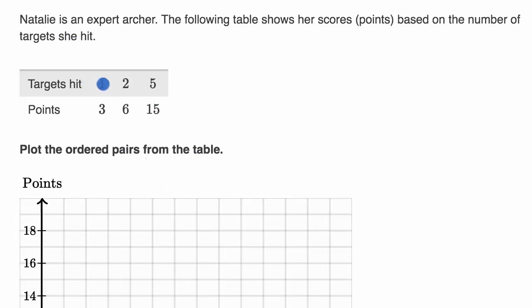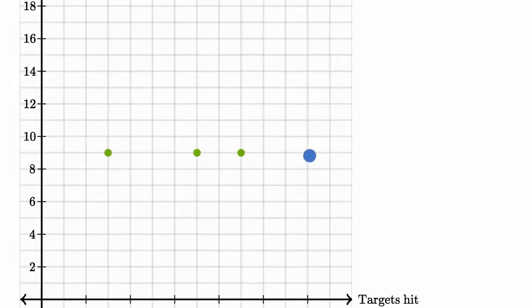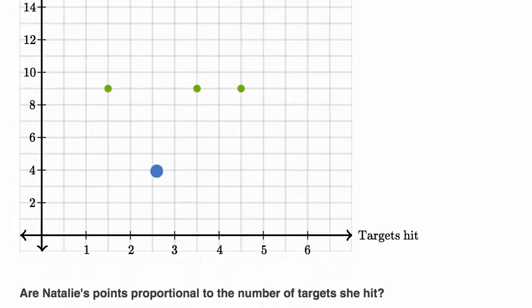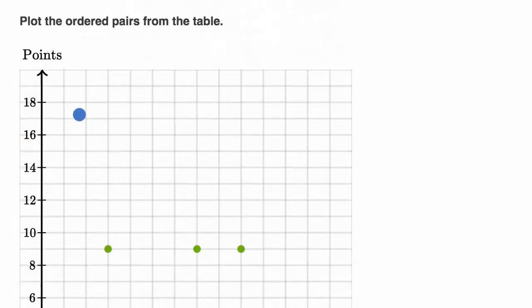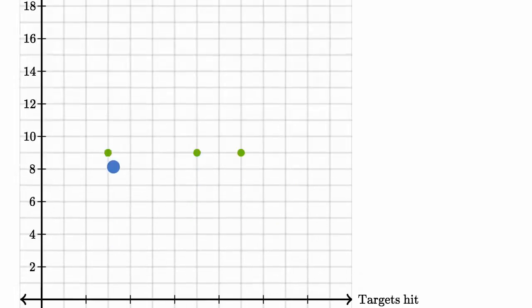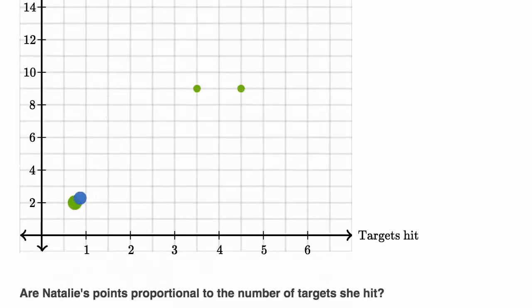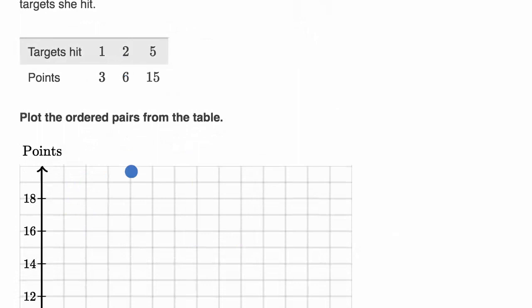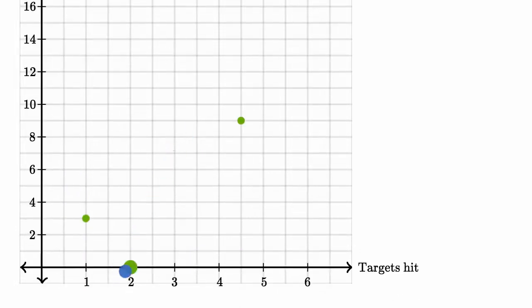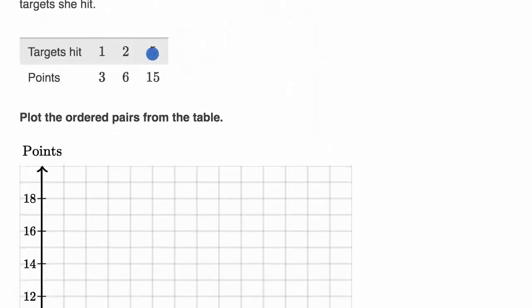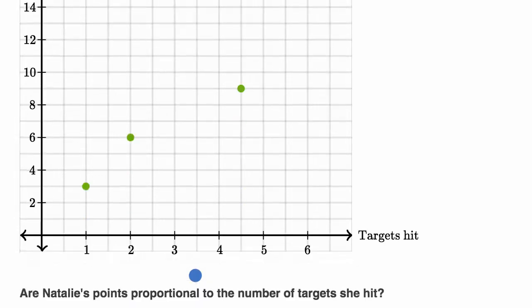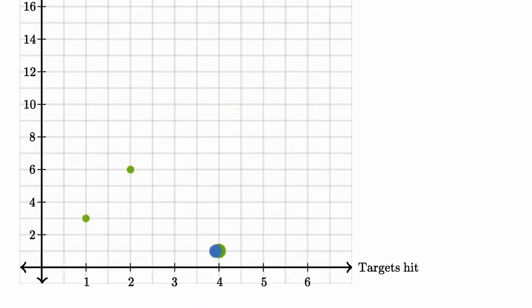All right, so the first one is 1, 3. So here I'm doing it on Khan Academy. My horizontal axis is targets hit, and my vertical axis is points. So 1 target hit, 3 points. So this is going to be 1 target hit. This is going to be 3 points. Then I have 2 targets hit, 6 points. So 2 targets hit, and I have 6 points. And then I'm going to have 5 targets hit, 15 points. So then I'm going to have 5 targets hit, and that is going to be 15 points.